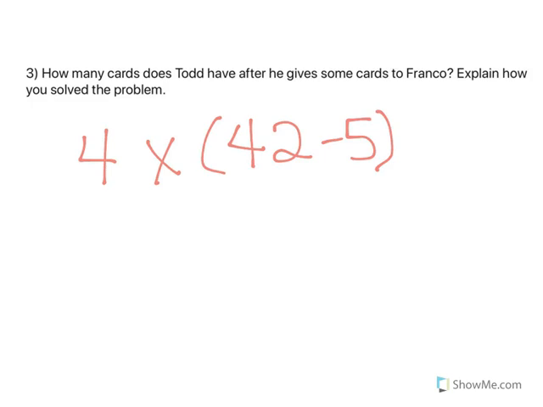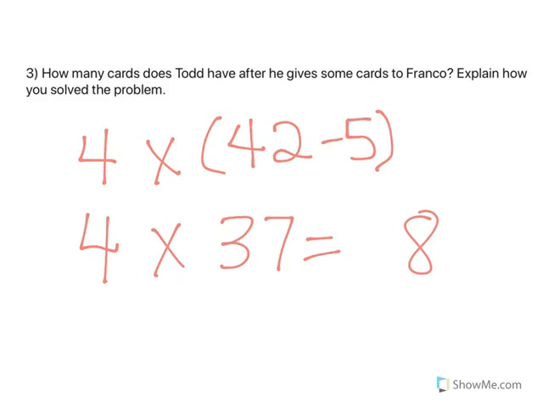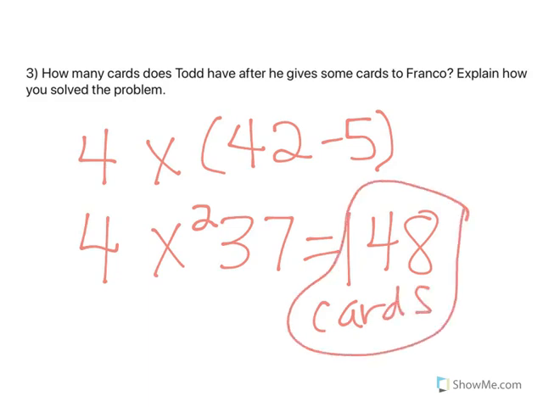So let's go ahead and solve, shall we? So we have 4, and then again, need to do my parentheses first. And 42 minus 5 equals 37. Okay, so all I'm left with now is multiplication. So 4 times 7 is 28, and then I carry my 2, and then 4 times 3 is 12, plus 2 more is 14. So after Todd gives some cards to Franco, he is left with only 148 cards.